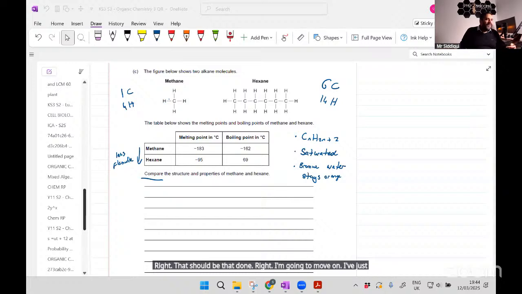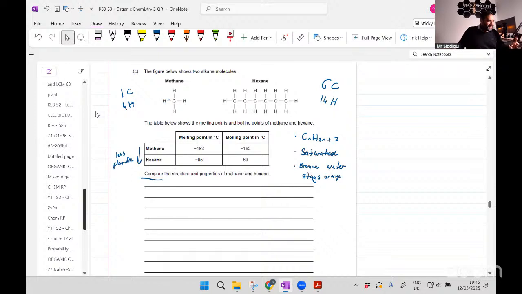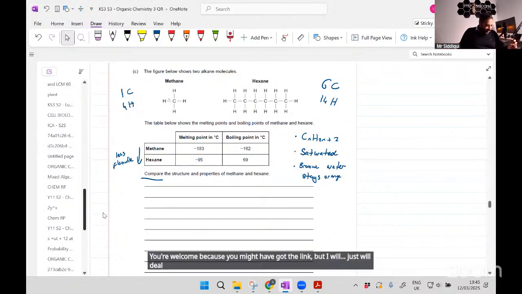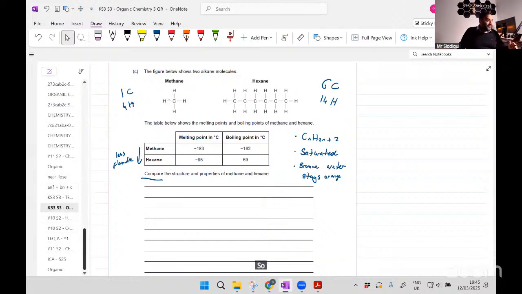Just to confirm, in these sessions, I appreciate some of you might be here because of siblings and stuff, but because of time and different complexity, I tend to only go over the Year 9, 10, and 11 homework questions in these sessions. Anybody else that happens to be here, you're welcome because you might have got the link, but I will deal with your specific question in the actual lessons. There's too many things to do otherwise.